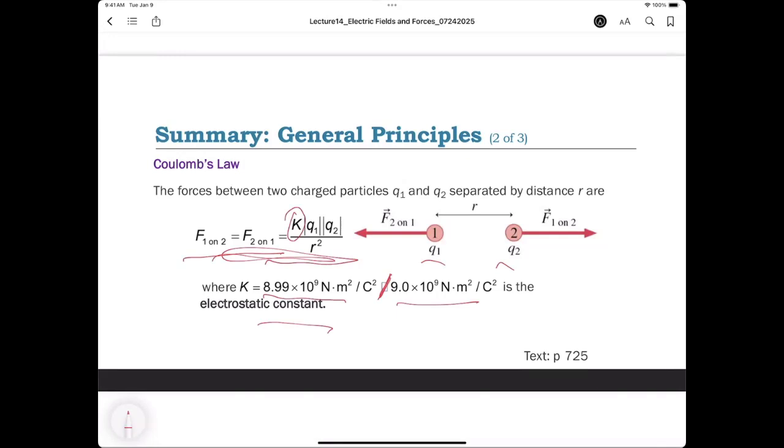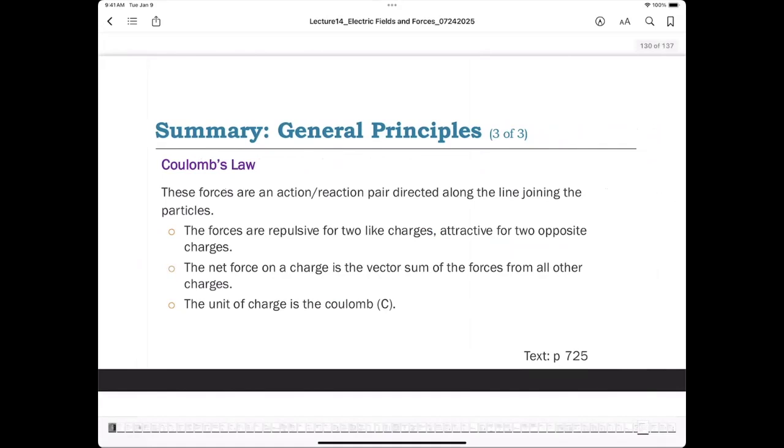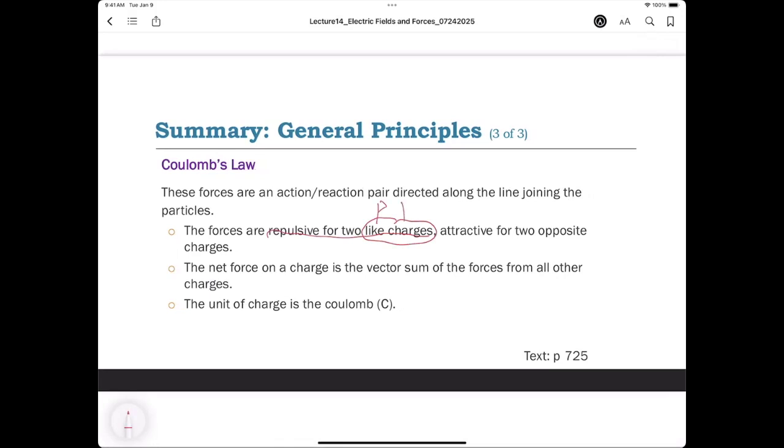And these forces are an action-reaction pair directed along the line joining the particles. The forces are repulsive for two like charges, which means both are positive or both are negative. Attractive for two opposite charges, one positive and the other negative. The net force on a charge is the vector sum of the forces from all other charges. The unit of charge is the Coulomb, C. Okay, and let's continue.